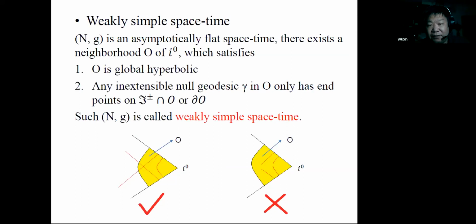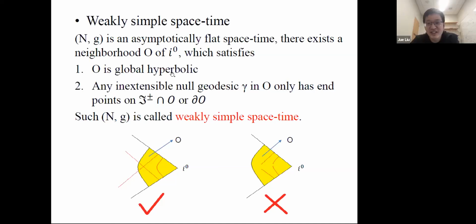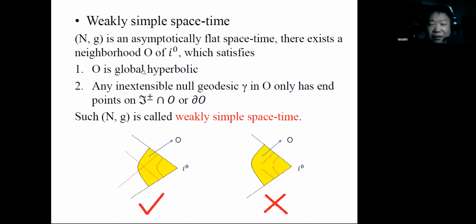But should I explain it? Should I explain what global hyperbolic means? Or maybe should I explain what the global hyperbolic of the neighborhood means? Or maybe I think everyone knows that. Okay.